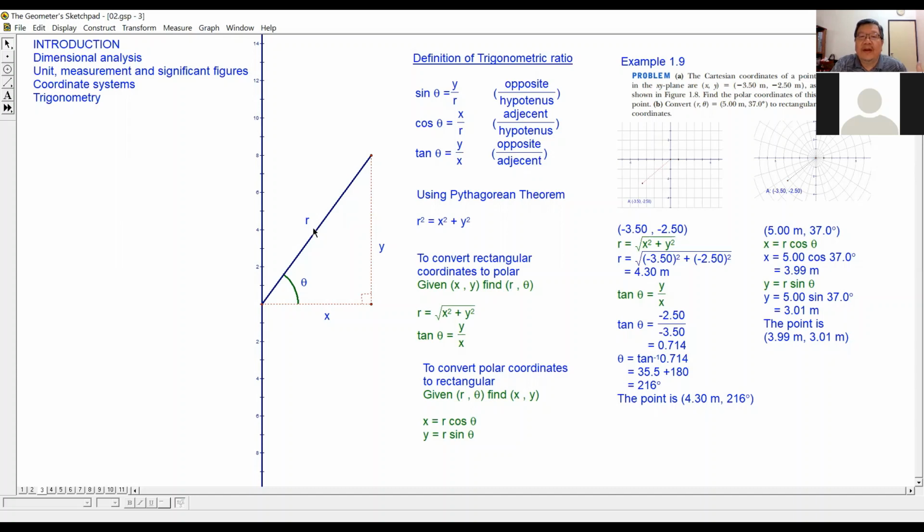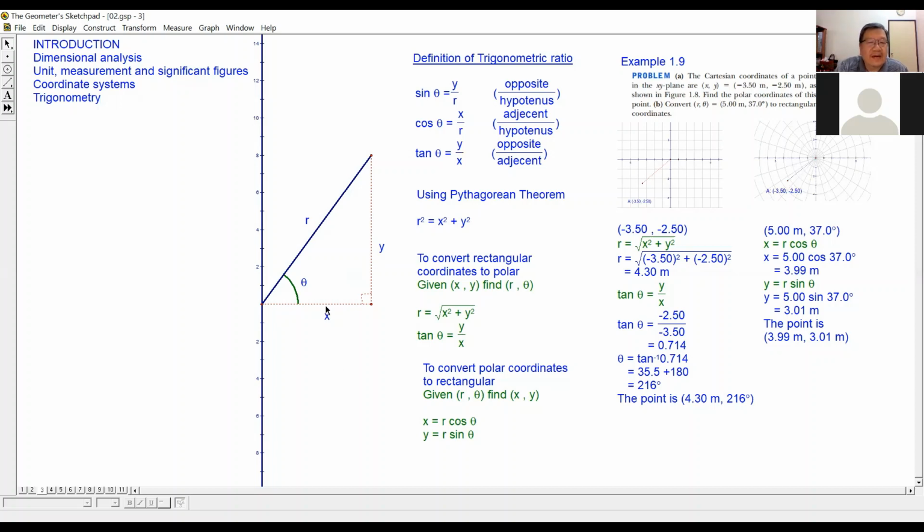And this r is consistent with the r in our polar coordinates, right? So in our polar coordinates, we also have this r, and we also have an angle from the horizontal axis, right? But if you consider this whole thing as a right angle triangle, then there is a relationship between the rectangular coordinates x, y, and r. Now, if this is the angle theta, then the length opposite this angle is called the opposite side, and it is given the symbol y, which is also consistent with our rectangular coordinate system. The vertical distance is y.